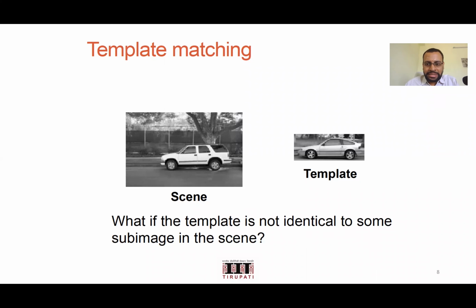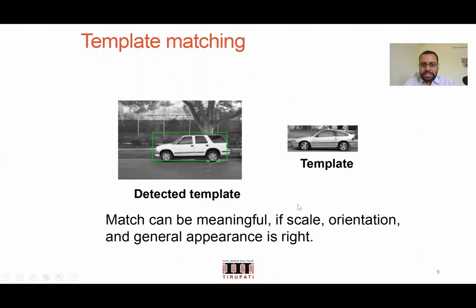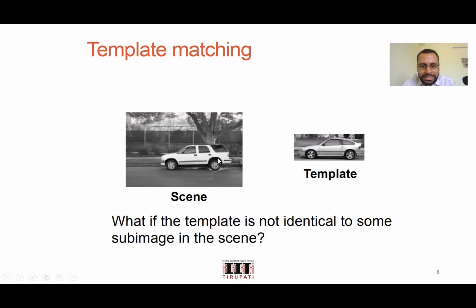Here is another example. Suppose you want to detect a car. This is a very primitive way of doing it, but still an interesting way to begin with. What if the template is not identical to some sub image in the scene? Again, as one of you said, this is still a car, but the size of this car is different here. Both are cars, but unless you have an identical car, you won't be able to detect it, or even if you detect it, the location could vary in this particular case.